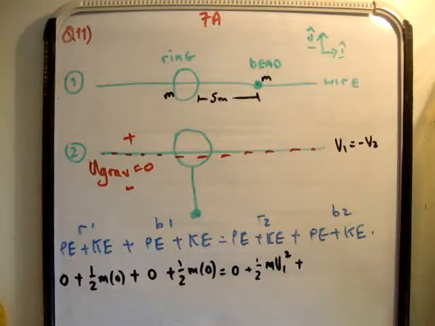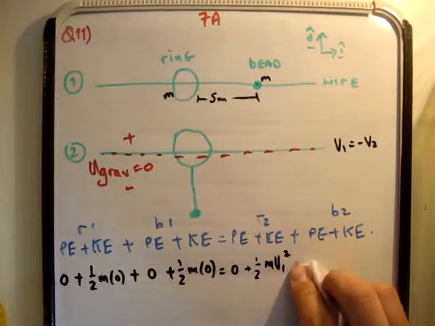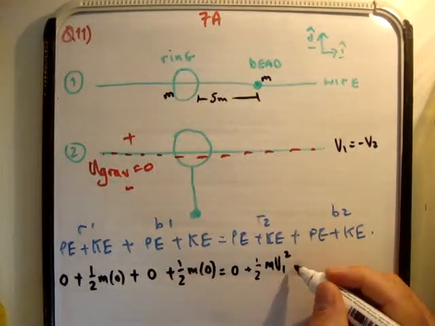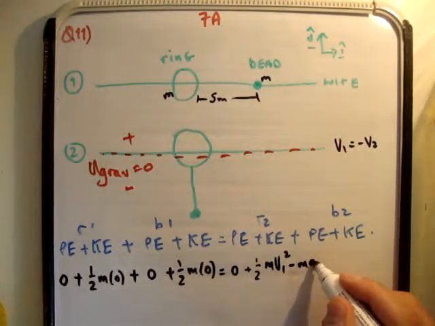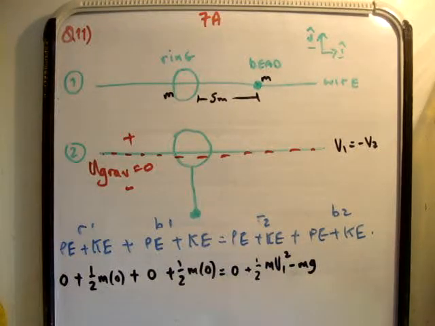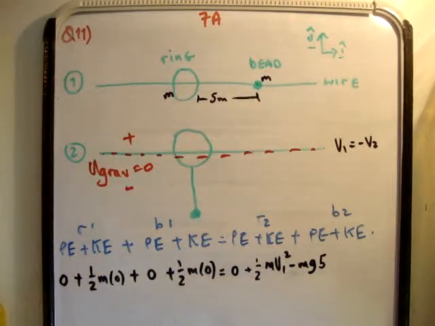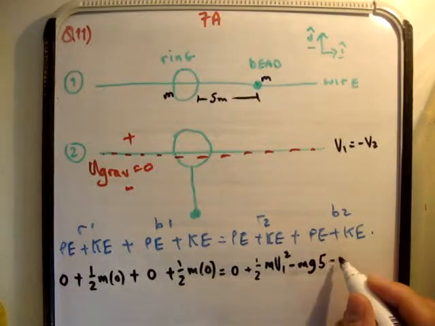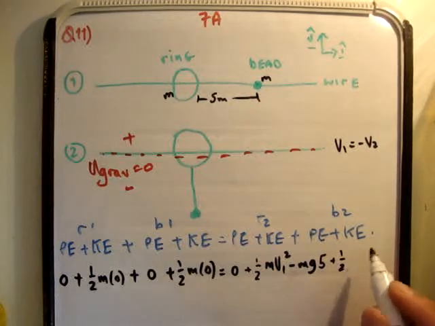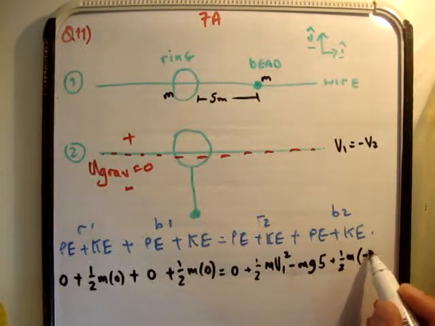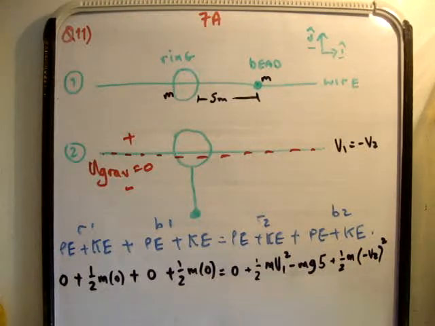Plus the potential energy of the bead. Now the bead, of course, has negative gravitational potential energy, so I can change this straight away to a negative sign. Then it's the mass times the gravity times the height. We're told that the length of the string is 5 meters, so this is also 5 meters. And finally we have to add its kinetic energy, which is half m times negative v2, all squared. That's the best way to do it.